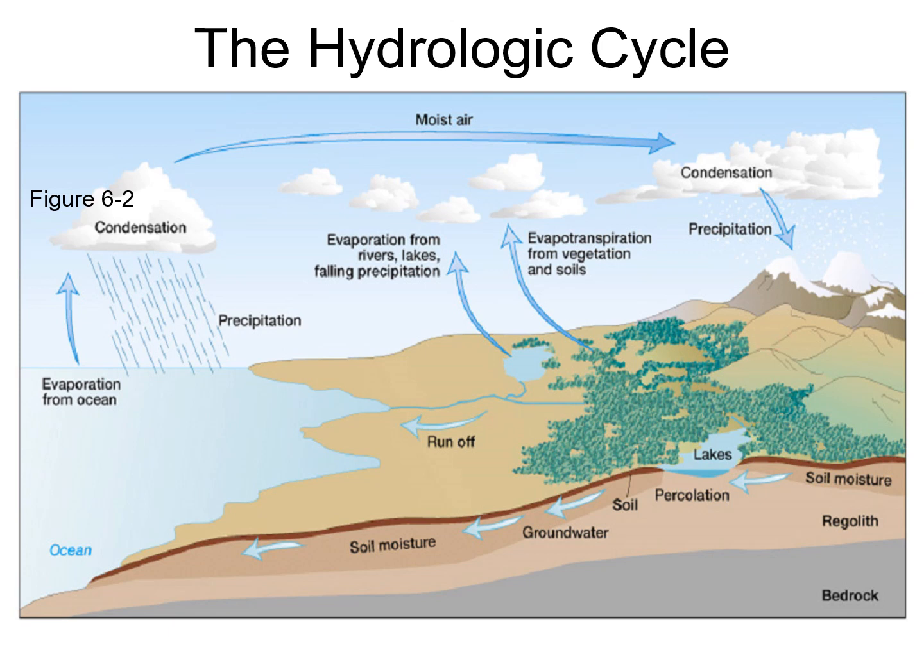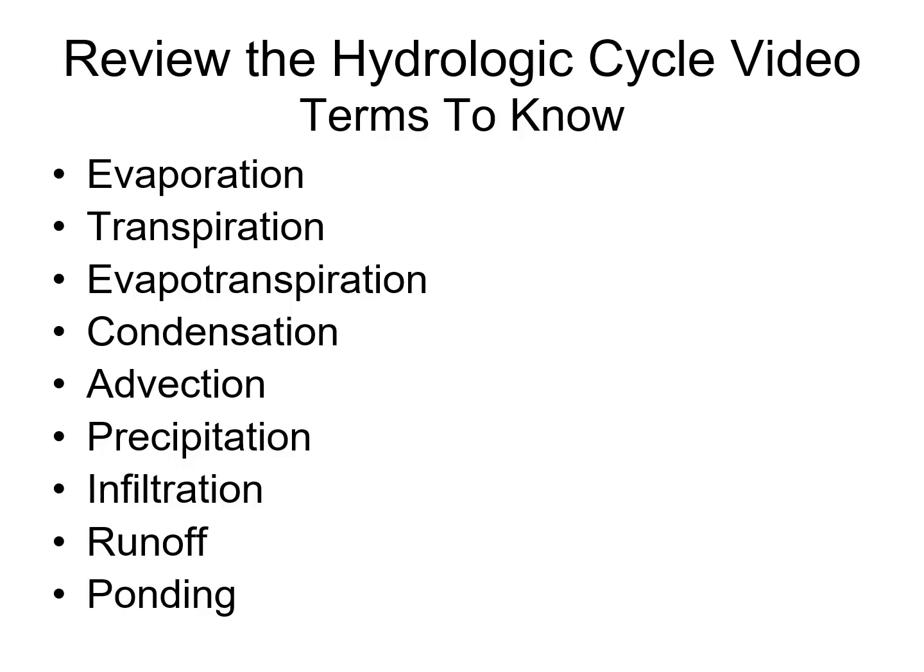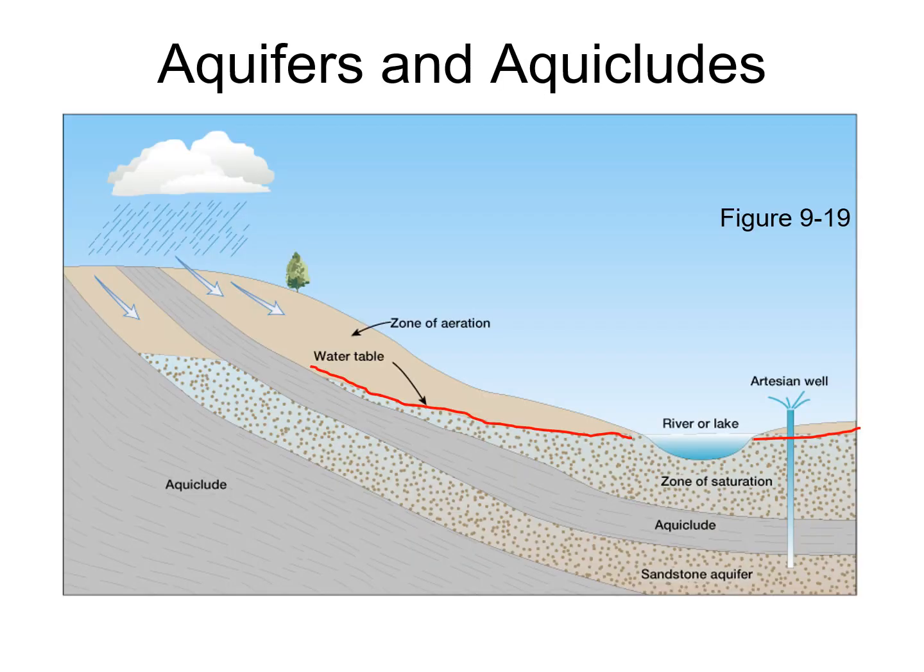Now, rather than go into that detail right now, I encourage you to look at a video I made that addresses that hydrologic cycle. So you want to do that now. And when you're done, you should have a good understanding of evaporation, transpiration, evapotranspiration, condensation, advection, precipitation, infiltration, runoff, and ponding. So I want you to visually understand these as well as put it into terms.